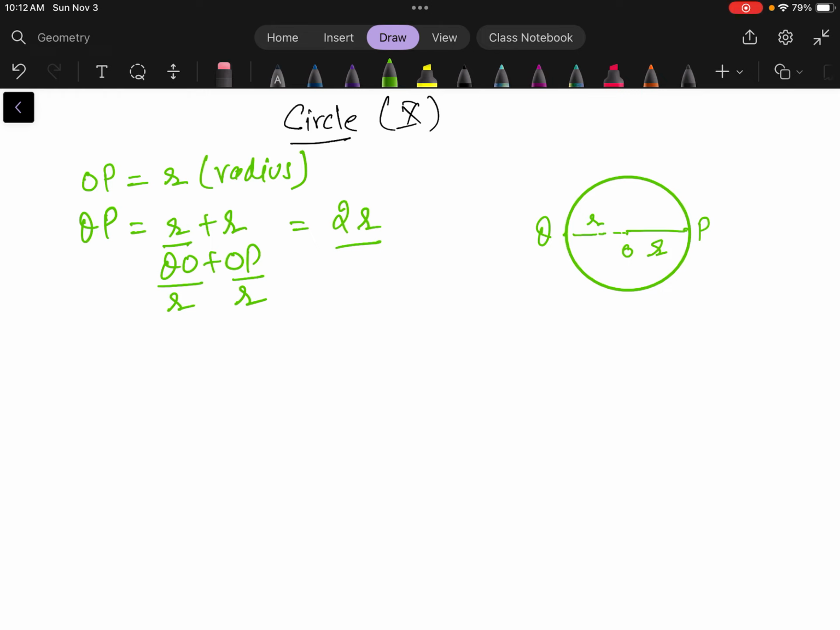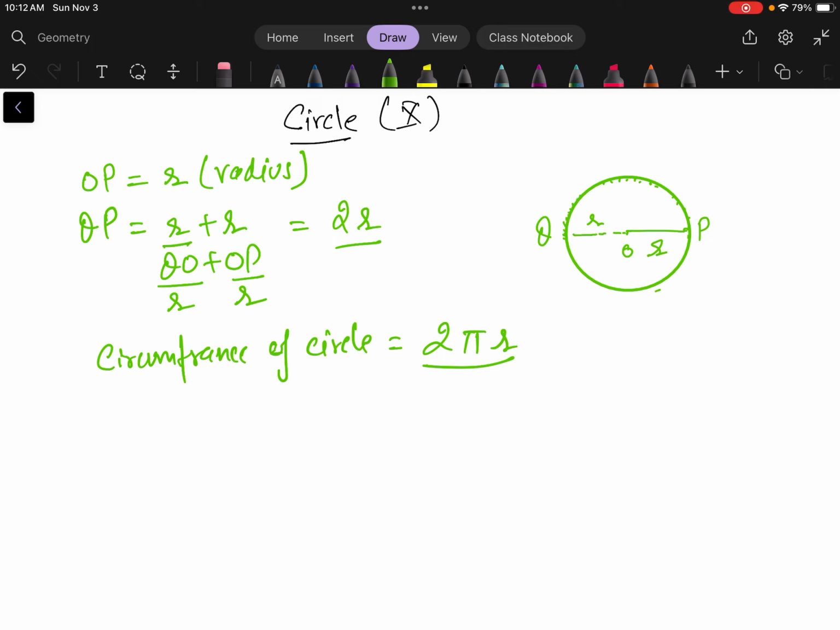Now we will come to the circumference. Circumference is when a person starts moving around this circle and comes back to the same point from where he started. The circumference of a circle is 2 pi r.